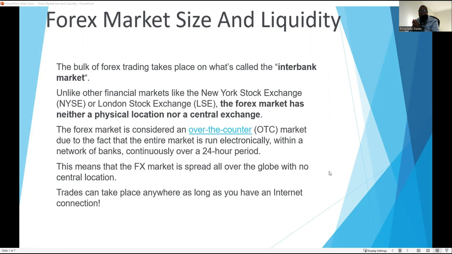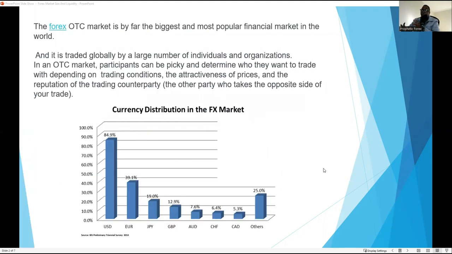This means that the Forex market, or the FX market, is spread all over the globe with no central location. That's why we say it's a decentralized market. Trades can be taken anywhere as long as you have an internet connection. The OTC market is by far the largest and most popular financial market in the world, and is traded globally by a large number of individuals and organizations.